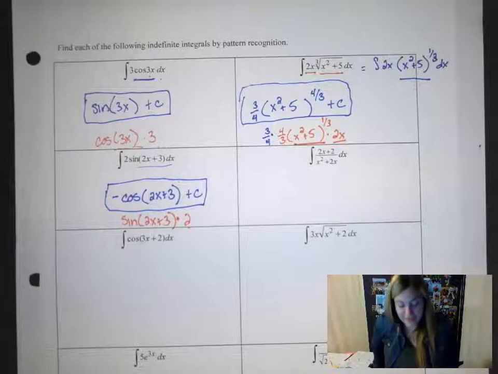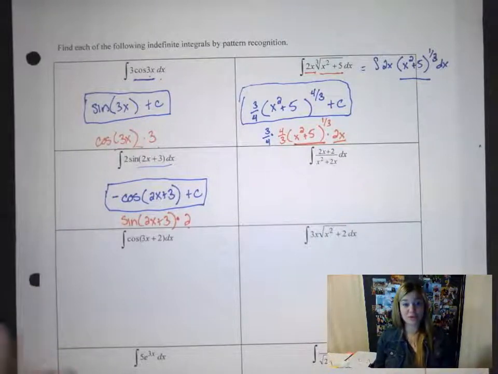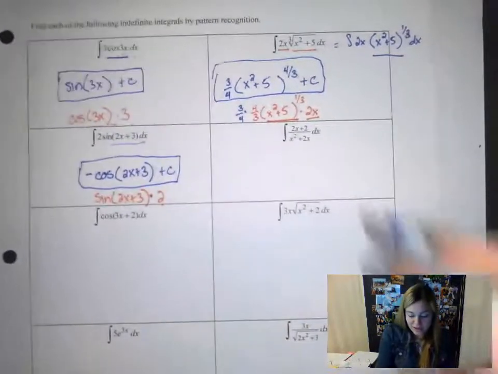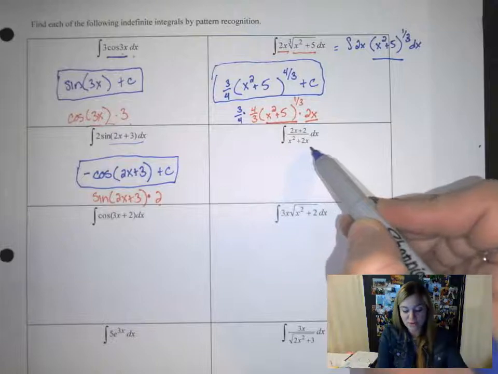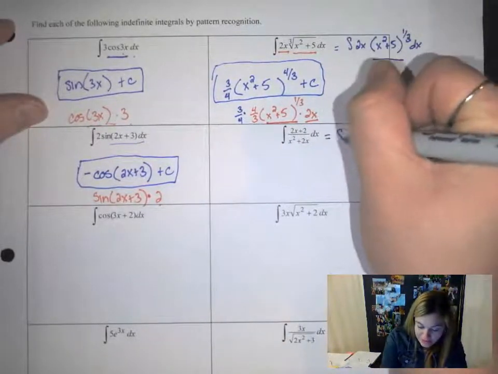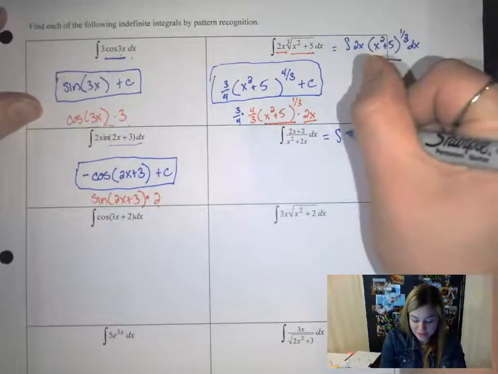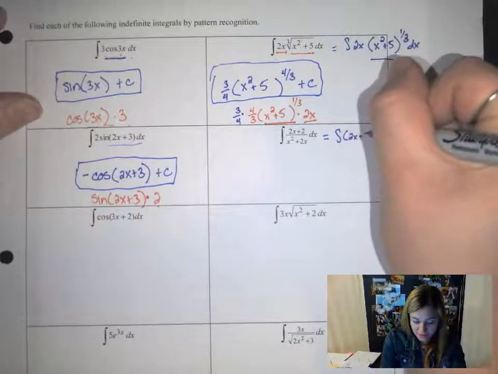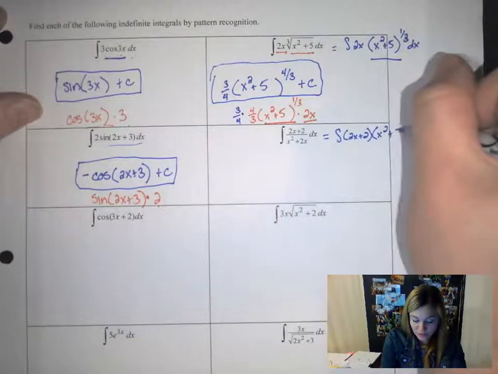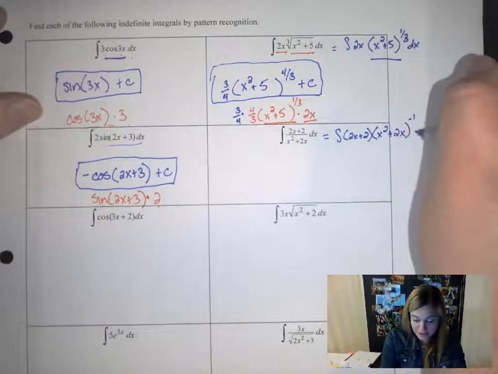Okay. If you're feeling great, keep going on and trying these, but I'm going to stop on each one so that I can explain it also. So in this one, I've got 2x plus 2 over x squared plus 2x. So I'm going to rewrite this. Anytime you have a fraction, I would rewrite the denominator. This will be 2x plus 2 times, in the denominator, x squared plus 2x to the negative first power.